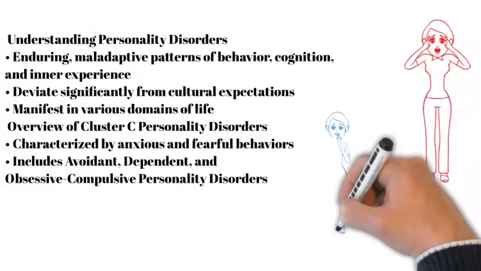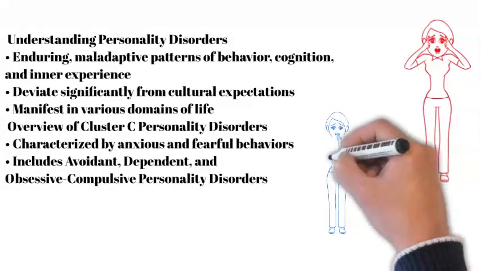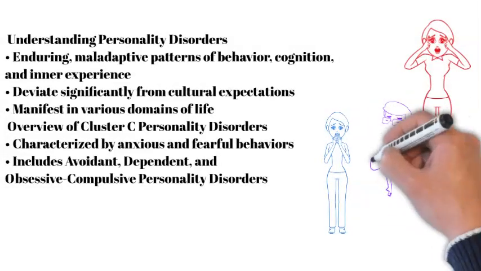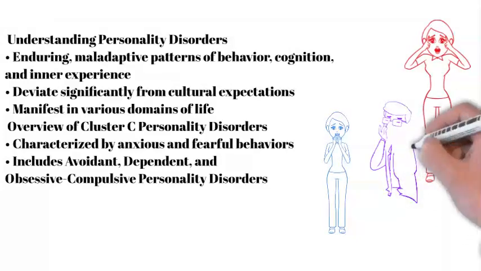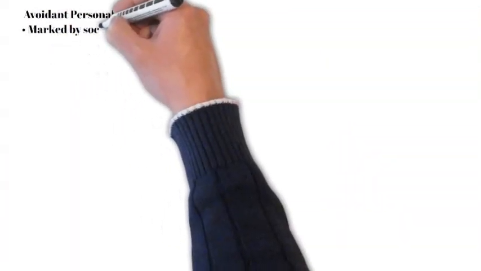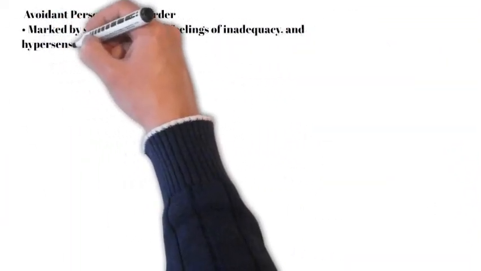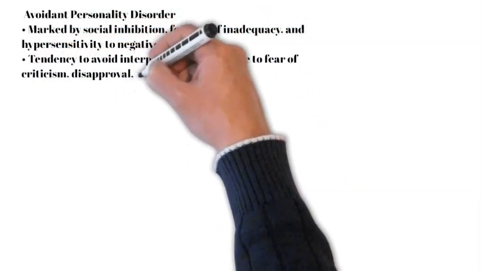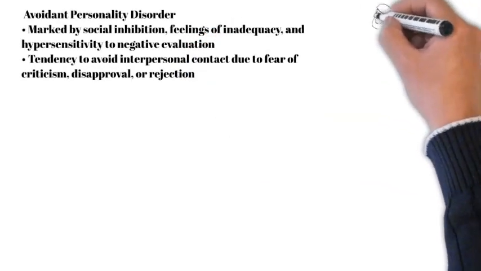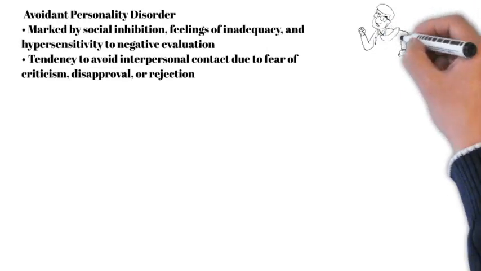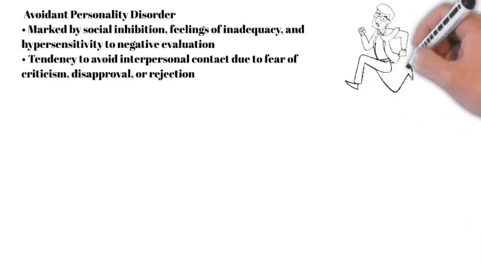Cluster C personality disorders are characterized primarily by anxious and fearful behaviors. These disorders include avoidant personality disorder, dependent personality disorder, and obsessive-compulsive personality disorder, not to be confused with obsessive-compulsive disorder. Avoidant personality disorder is marked by a pervasive pattern of social inhibition, feelings of inadequacy, and hypersensitivity to negative evaluation. These individuals often avoid work activities that involve significant interpersonal contact for fear of criticism, disapproval, or rejection.